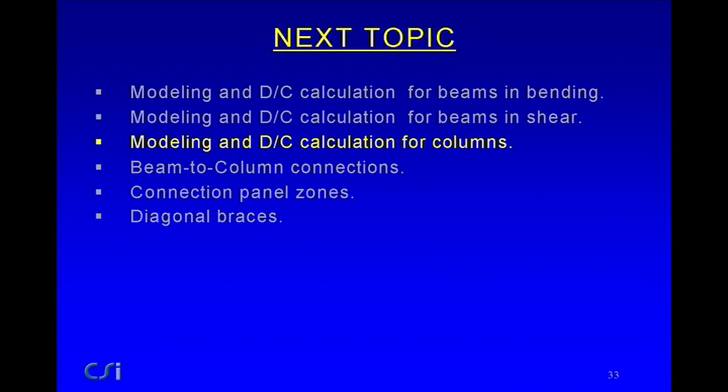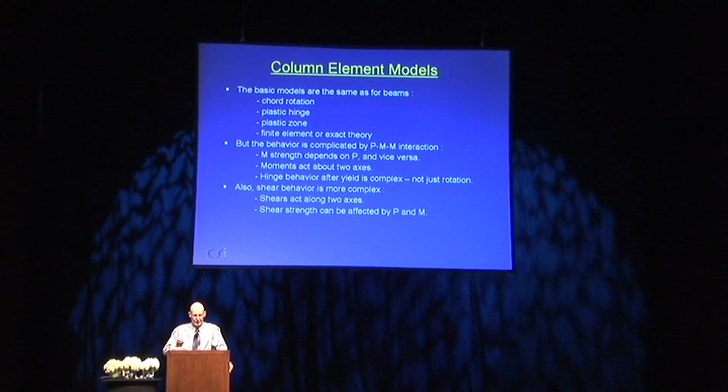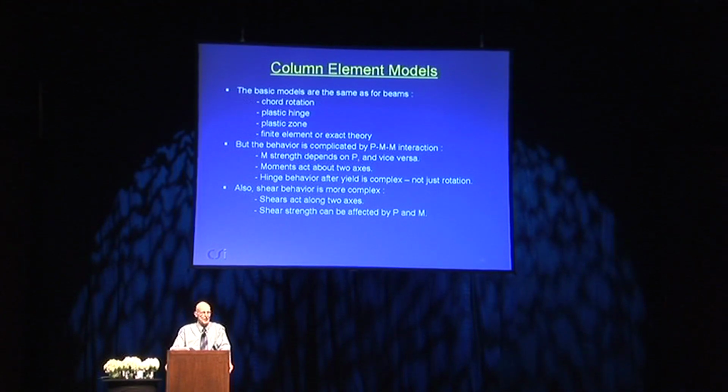Next topic is modeling and demand capacity for columns, and I'm going to talk mainly here about modeling. The basic models are exactly the same as for beams: chord rotation, plastic hinge, plastic zone, and then finite element or exact theory. Chord rotation is probably the one you'll use most of the time. However, the behavior is complicated by P-M-M interaction.